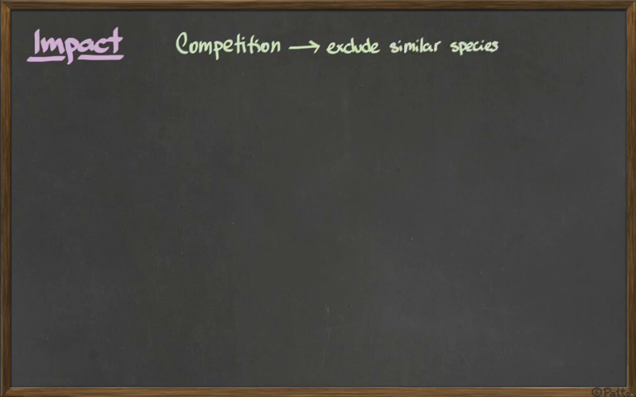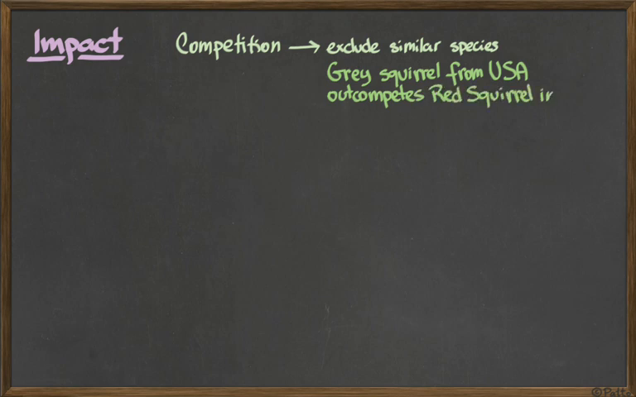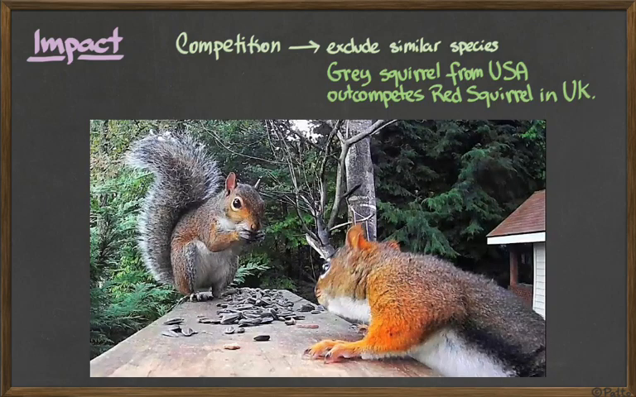Competition, excluding similar species. One classic example is the gray squirrel from the United States that is out-competing the red squirrel in the United Kingdom. On the left we have the gray squirrel. It's quite big, quite vicious, very tough. In the United Kingdom, the gray squirrels have been introduced. They didn't evolve there. And they are out-competing the red squirrels that are nice, cute, beautiful on the right. So in most of England nowadays, we don't find the red squirrel anymore because from most habitats, the grey squirrel has managed to out-compete the red squirrel.